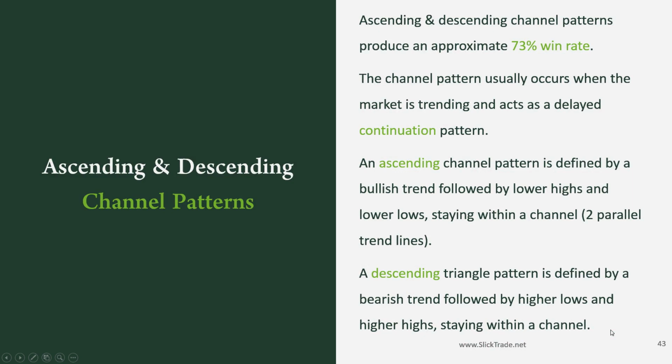So let's get started. Ascending and descending channel patterns. These patterns produce an approximate 73% win rate. The channel pattern usually occurs when the market is trending and acts as a delayed continuation pattern. An ascending channel pattern is defined by a bullish trend followed by lower highs and lower lows staying within a channel. Now a channel is two parallel trend lines. A descending channel pattern is defined by a bearish trend followed by higher lows and higher highs staying within a channel.